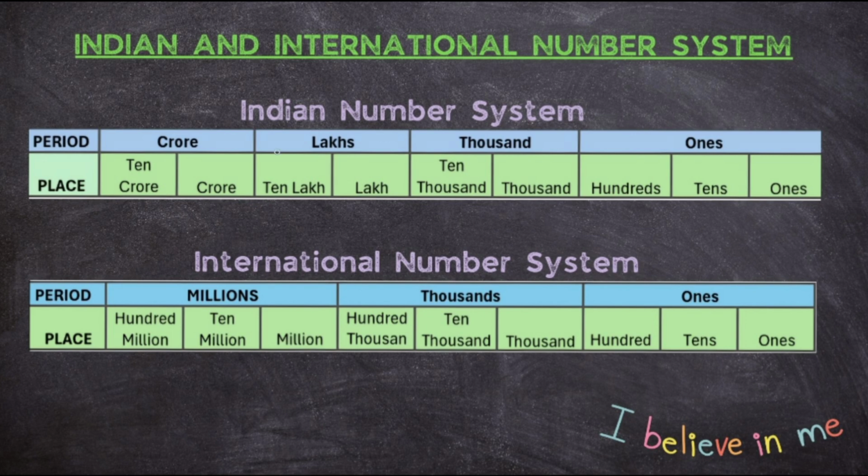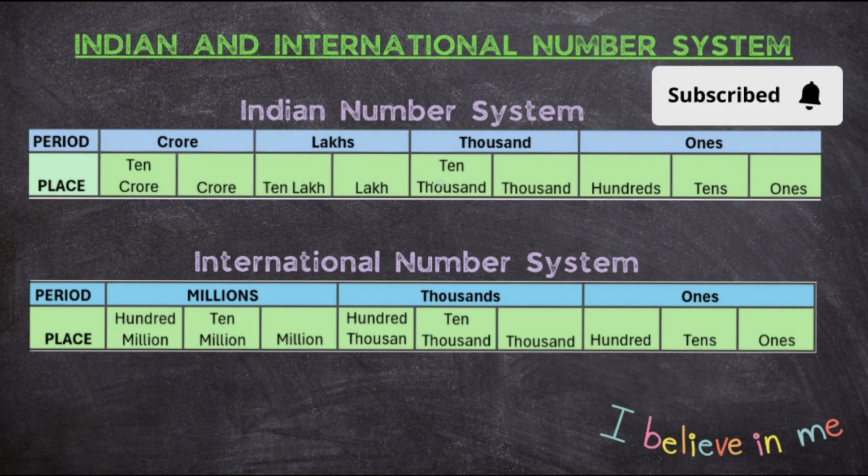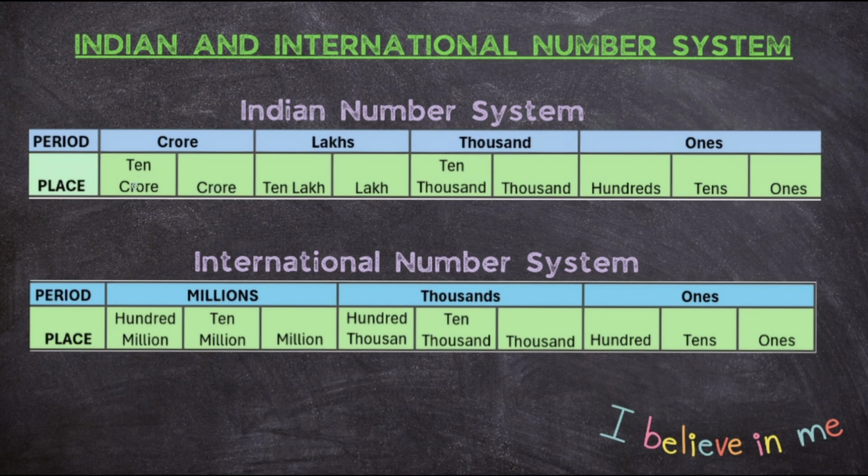So now we will first check what are the places or let's say periods in Indian number system. So here periods are crore, lakhs, thousand and ones. And under these periods come the places which are ones, tens, hundreds, thousands, 10,000, lakhs, 10 lakh, crore and 10 crore. Whereas if you compare this Indian number system with international, what you observe is in periods there are millions, thousands and ones. There is no lakhs and crores. And in places there are ones, tens, hundreds, thousands, 10,000, 100,000, million, 10 million and 100 million.